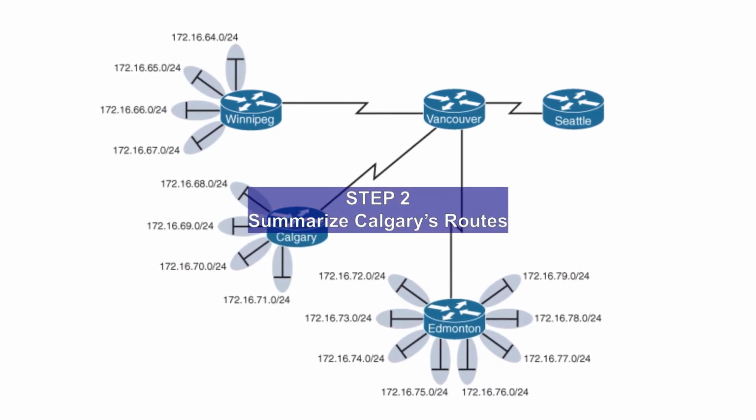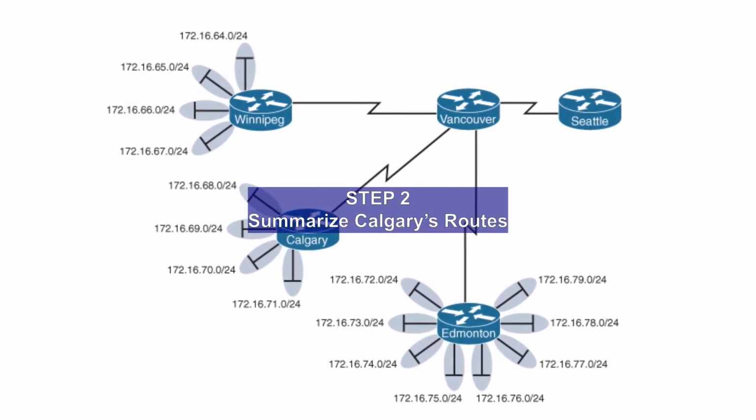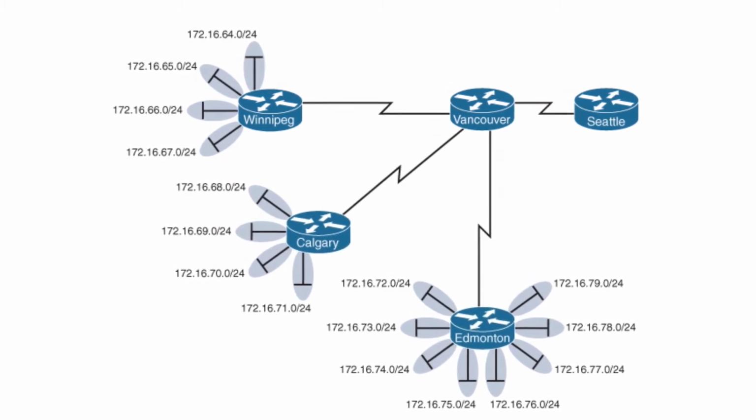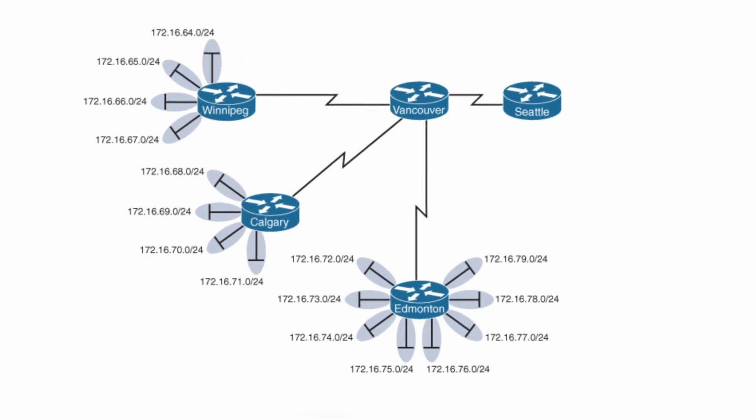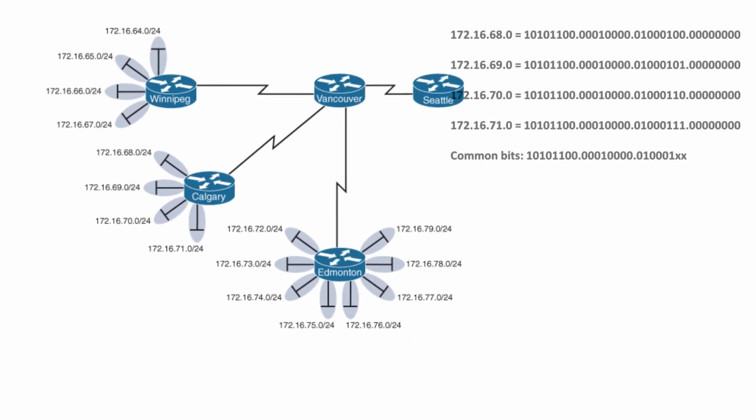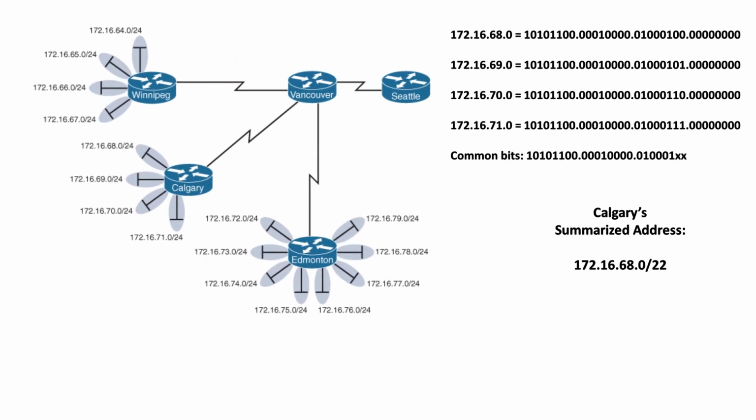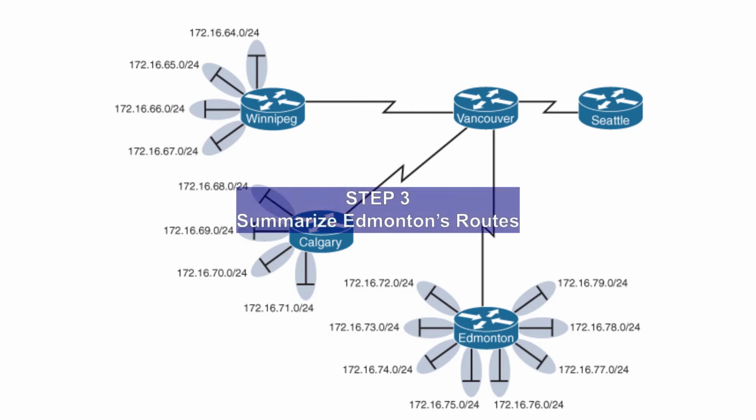Step 2. Summarize Calgary's routes. For Calgary, you do the same thing that you did for Winnipeg, look for common bit patterns in the routes. Once again, the first 22 bits are common. The summarized route is, therefore, 172.16.68.0/22. Step 3. Summarize Edmonton's routes.